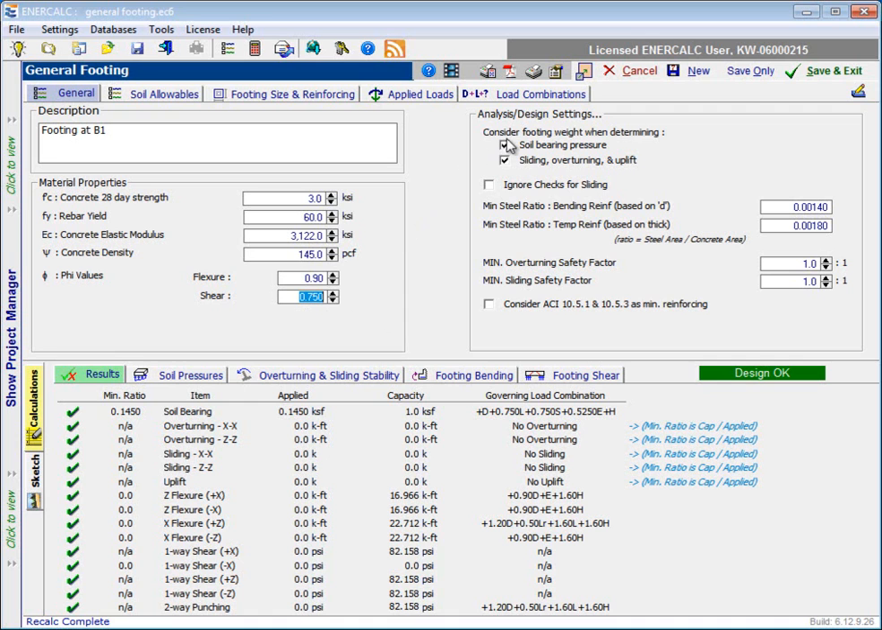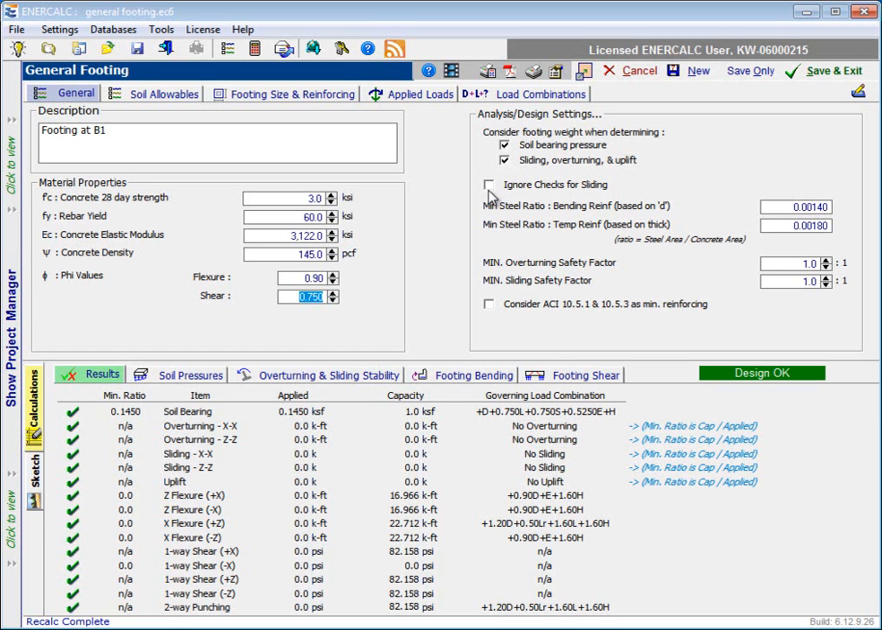And we'll come over to the right-hand side of the General tab, where we have a category named Analysis and Design Settings. The first thing that we come to in this category is a couple of options to consider the footing weight when determining the soil bearing pressure, and the option to consider the footing weight when determining sliding, overturning, and uplift results. For our exercise, I'll leave both of these options selected, but I just wanted to point out that they are there and available for you. So if you have a specific reason to want to exclude the footing weight in one or both of those checks, you have the ability to do that with those checkboxes.